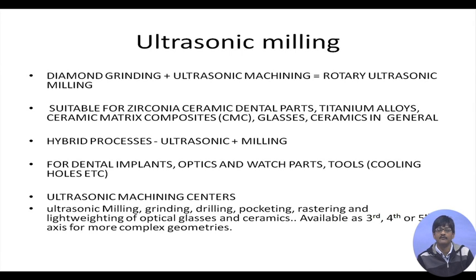There can be ultrasonic machining centers also. Just like we have ordinary machining centers in which milling, grinding, drilling and all these operations can be carried out conventionally, we can have ultrasonic machining centers in which ultrasonic milling, grinding, drilling, pocketing, rastering, light weighting of optical glasses and ceramics are possible, and these can be available as 3 axis, 4 axis, 5 axis for complex geometries. What do we mean by 3 axis, 4 axis, 5 axis?